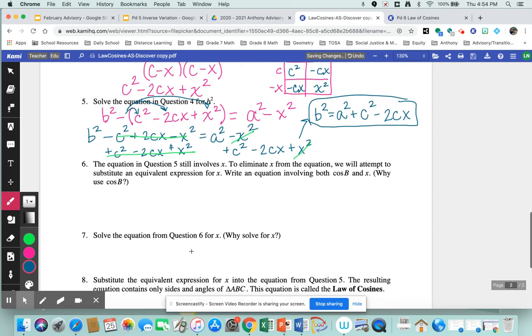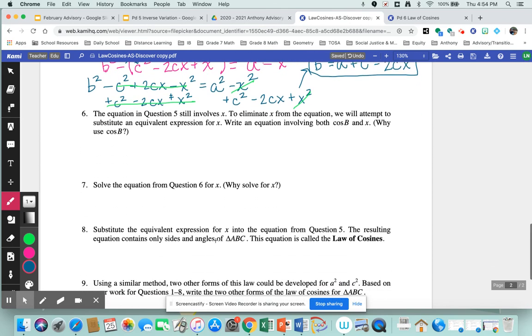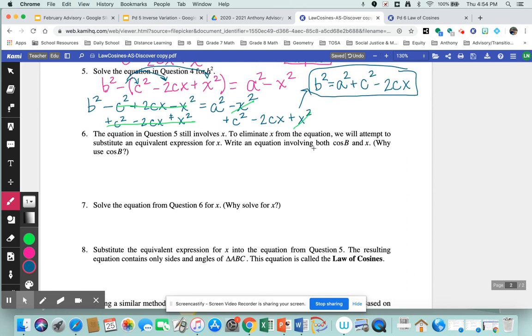If at any time you need to pause the video, please do. Okay, step 6 says the equation in question 5 still has an x in it. True. So to eliminate the x from the equation, we will attempt to substitute an equivalent expression for x.